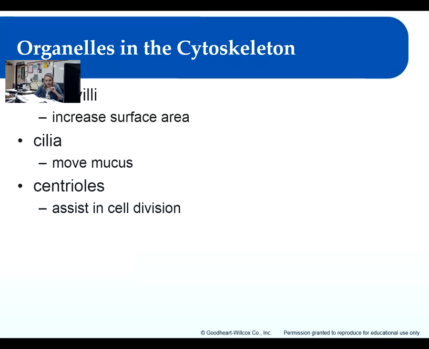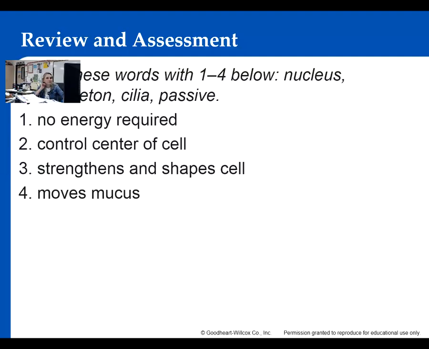Okay, so 1, no energy required. That would be passive. Passive transport means no energy, no ATPs required or anything like that. The control center of the cell, hopefully everybody knows this, is the nucleus. Strengthens and shapes the cell, that's the cytoskeleton. And moves mucus, that's the cilia, like we talked about in your trachea. Beats. Kind of grosses me out that it constantly beats, but anyway. Oh, I'm sorry, forgot to put that slide up.